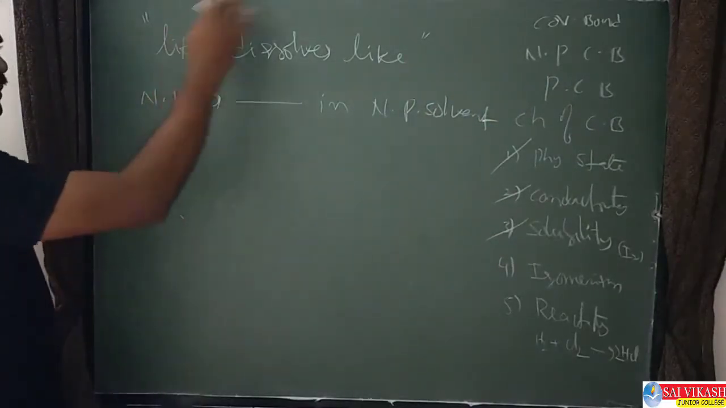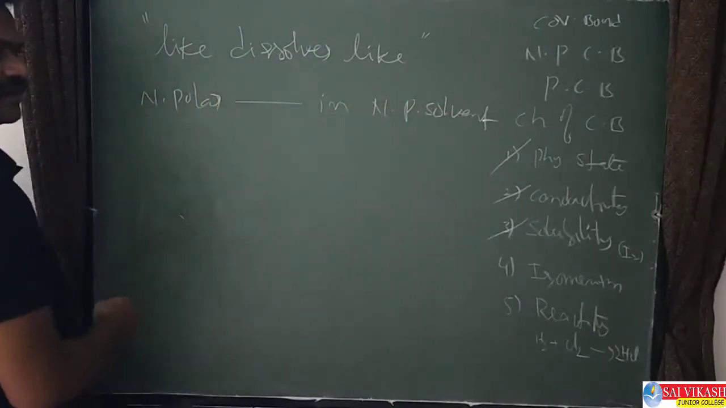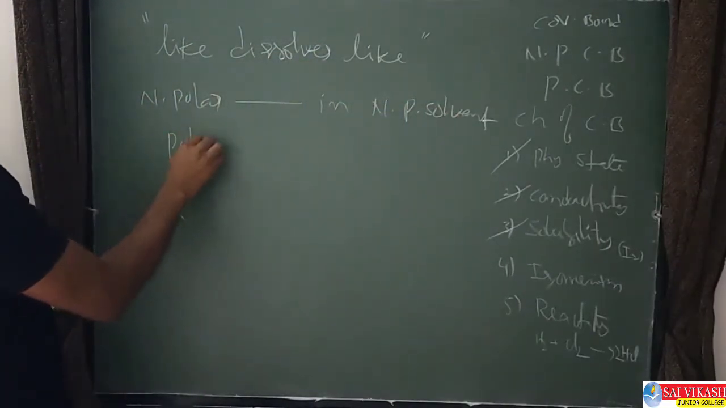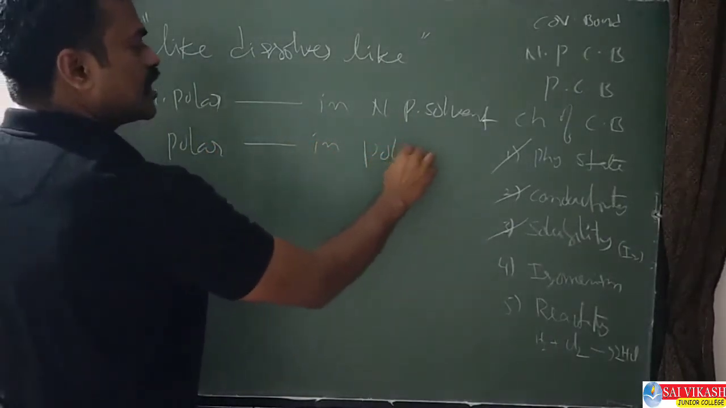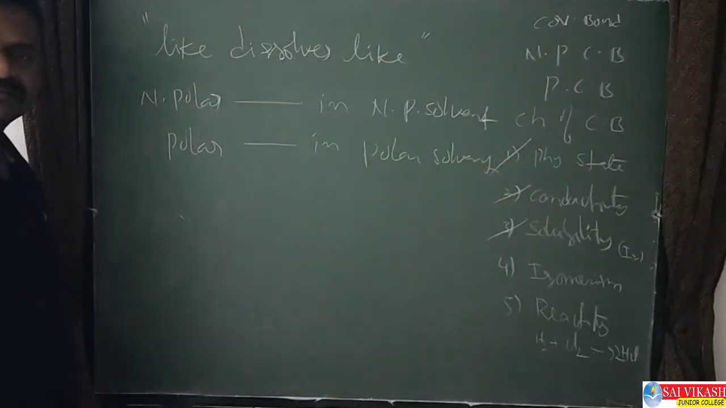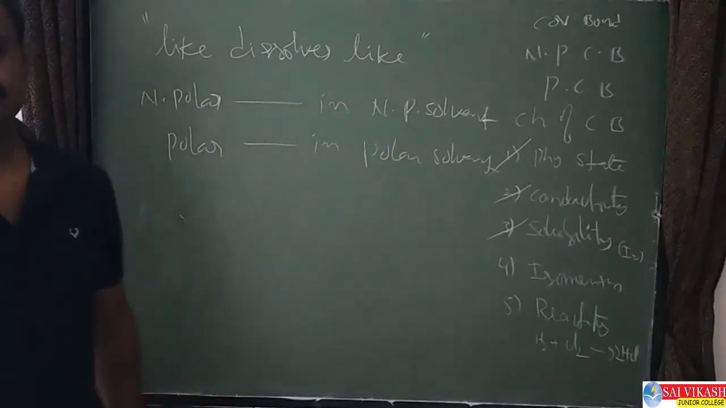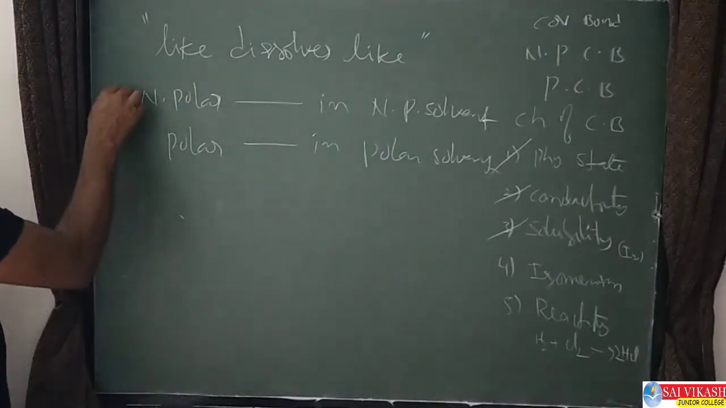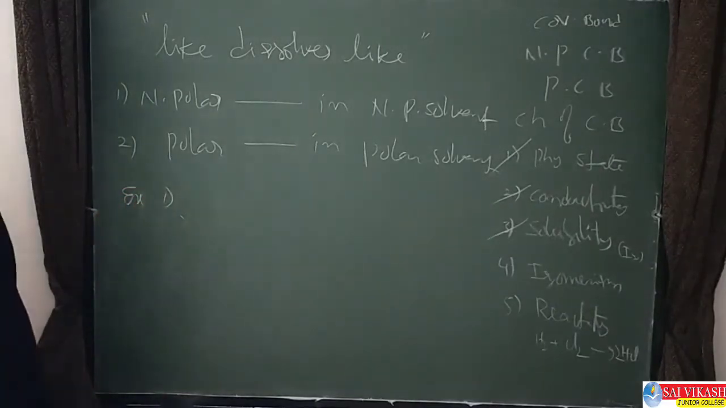Like dissolves like means if it is non-polar, it is soluble in non-polar solvent. If it is polar, it is soluble in polar solvent only. Like dissolves like: if the compound is polar, it is soluble in polar solvent. I will give two examples. Example for the first one I will give.